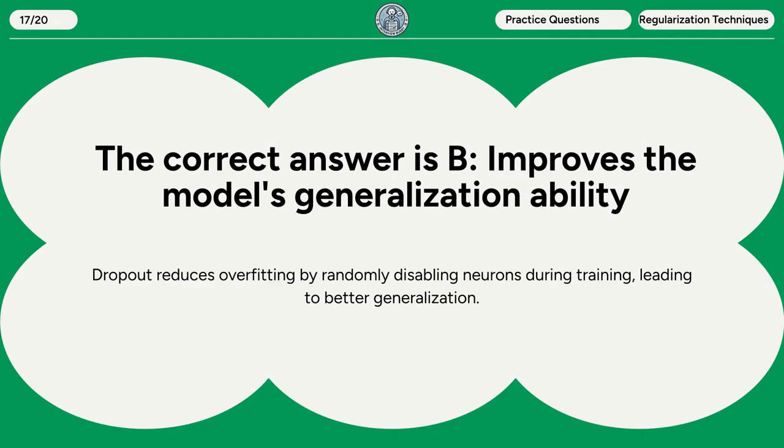The correct answer is B. Improves the model's generalization ability. Dropout reduces overfitting by randomly disabling neurons during training, leading to better generalization.